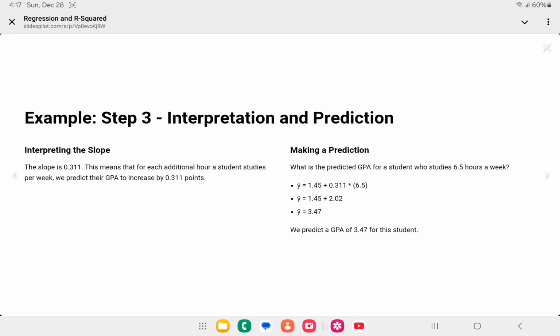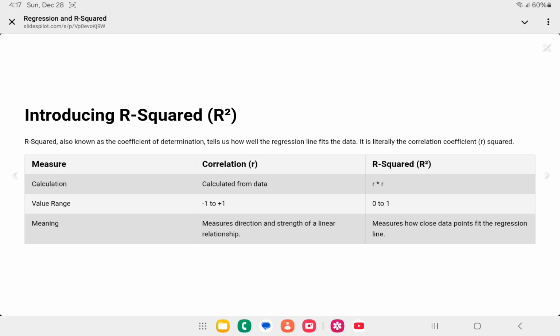This means that, for someone who studies for 6.5 hours a week, we predict their GPA to be equal to 3.47. The last thing I want to talk about is R-squared. R-squared is literally equal to r squared, or r times r. Do not get confused between r and R-squared. r has values between -1 and +1, whereas R-squared only has values between 0 and 1.